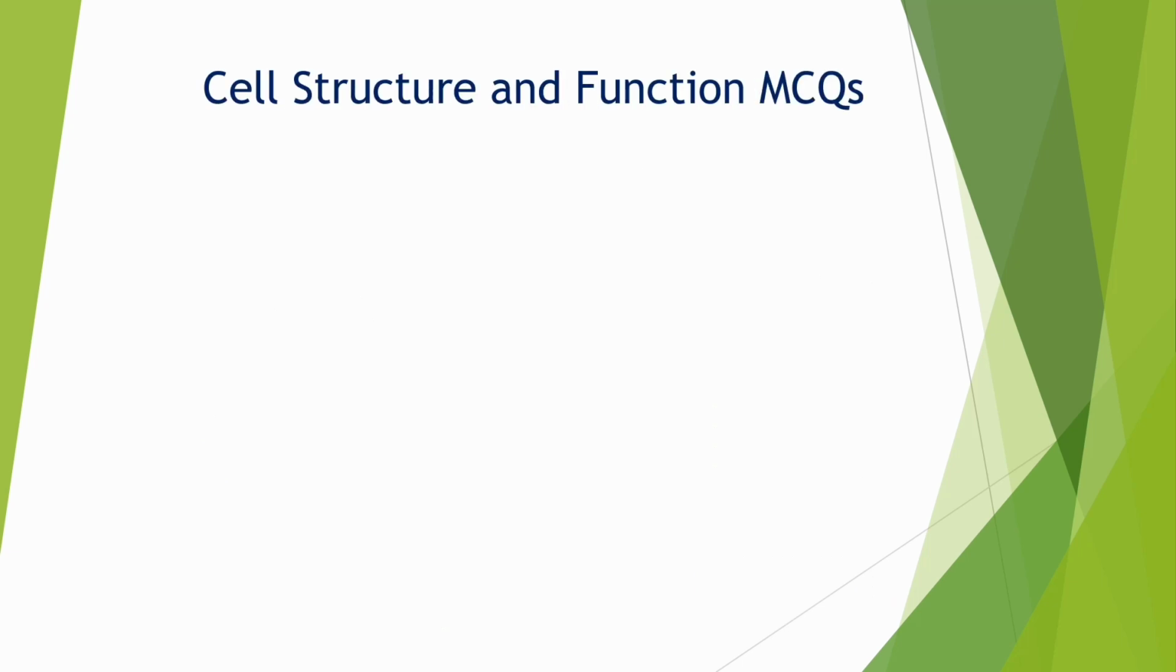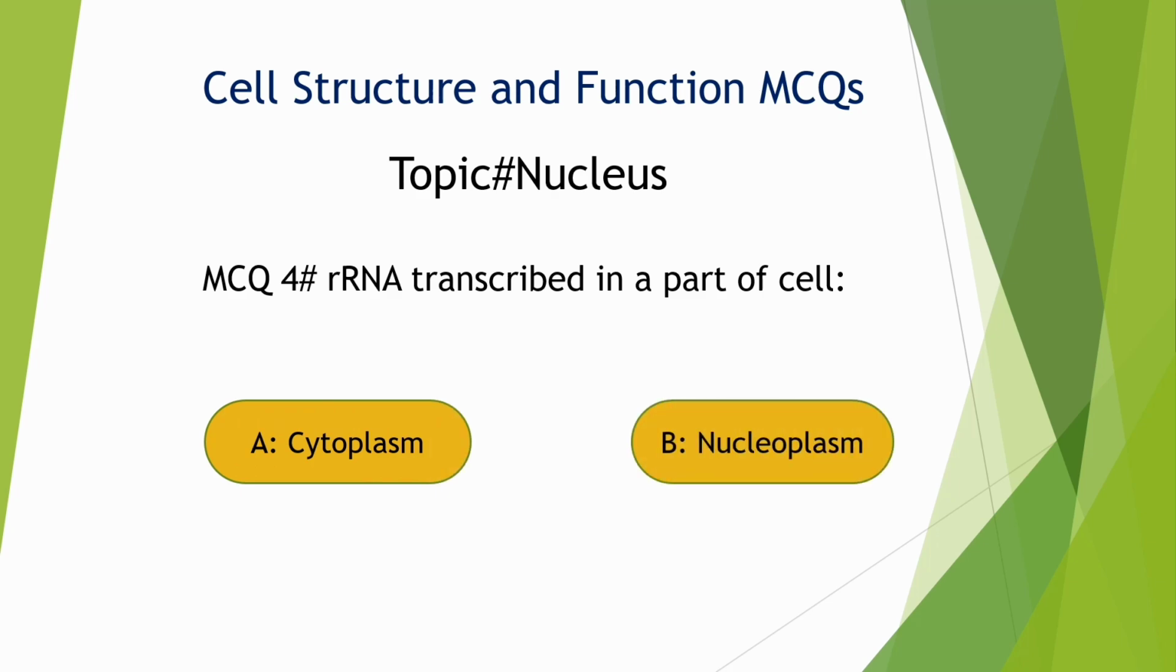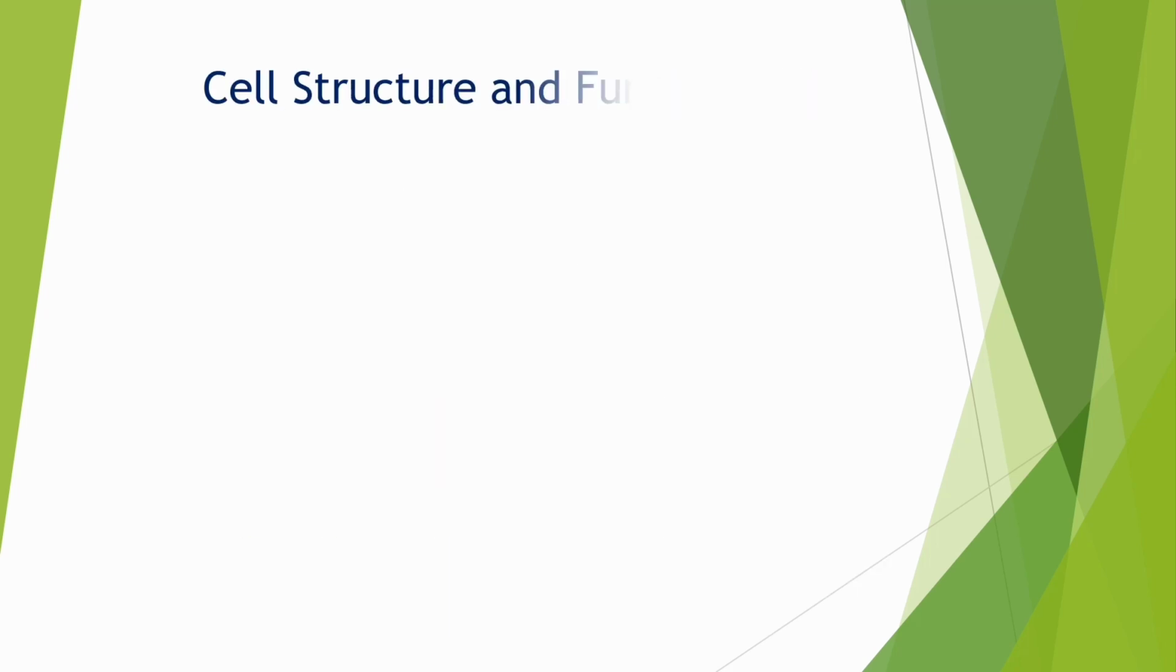Cell structure and function MCQs. Topic Nucleus. MCQ number 4. Ribosomal RNA is transcribed in which part of the cell? Option A cytoplasm, B nucleoplasm, C nucleolus, D ribosomes. The correct option is option C, nucleolus.